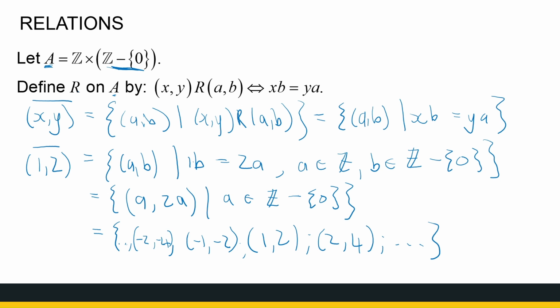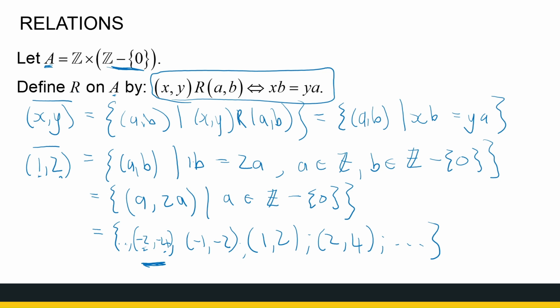Now don't forget what we're doing. Once I have an element of the equivalence class of (1, 2), it must work, meaning this must be true. So if I look at (minus 2, minus 4), then 1 times minus 4 must give me 2 times minus 2, and it works. So that works for all the elements. But this is a structured way to generate the equivalence class, rather than trial and error and guessing.